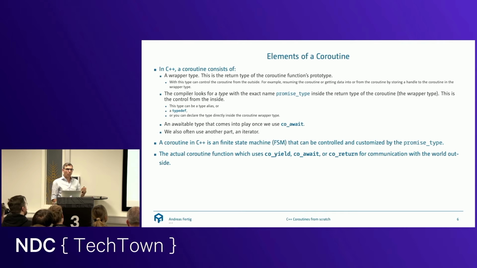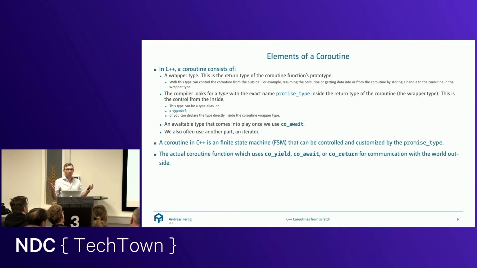The third one, which you might add depending on what your coroutine does, is an awaitable type. That one comes into play once you're using co-wait. And the fourth component that often comes with coroutines is an iterator part, because coroutines can yield value after value. So practically they can model an infinite sequence of data, and that's usually something where we say, oh, we want to iterate over that, or some kind of iterator state. This is why iterators often come into play here.